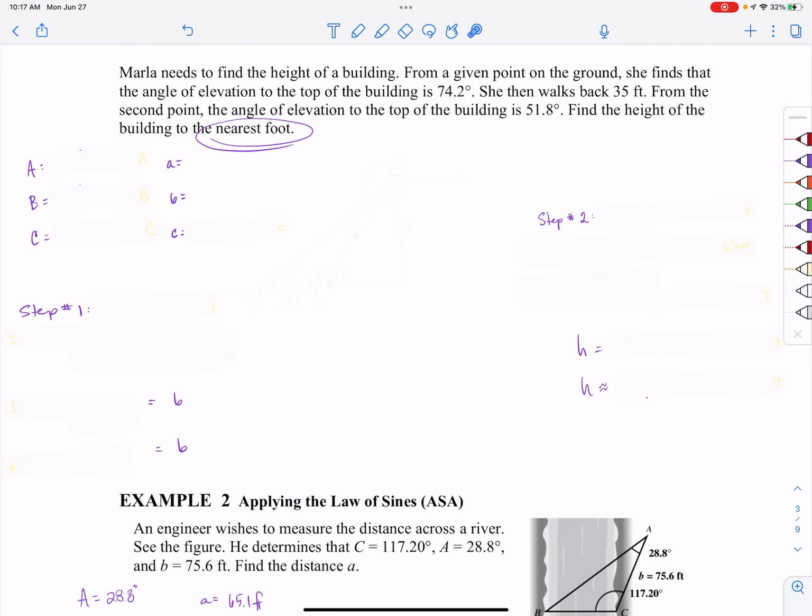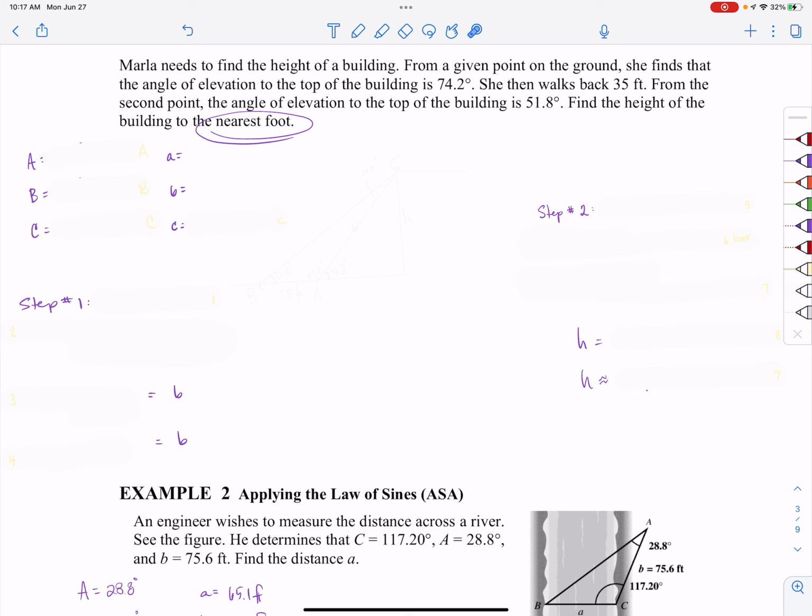All right, so let's draw our own picture using Marla, who wants to find the height of a building. So let's draw our building. All right, so here's the wall of our building, and here's the roof of our building. She wants to find the height of our building, so we'll call it H for height. From a given point on the ground, let's put Marla right here. And from this point, she finds that the angle of elevation to the top of the building is 74.2 degrees.